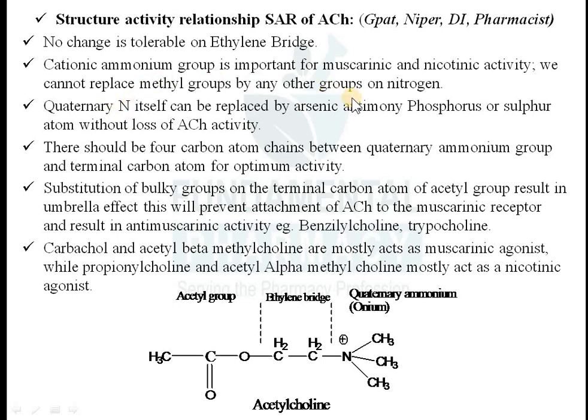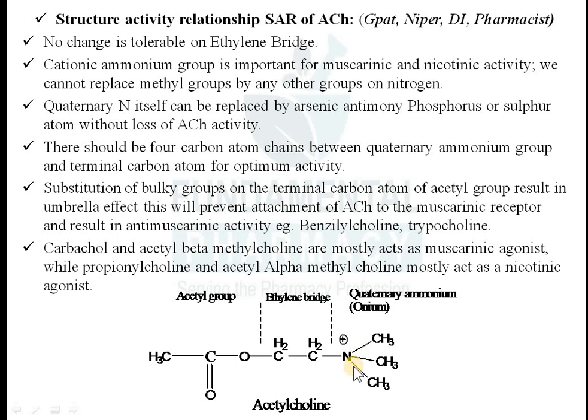Then the cationic ammonium group is important for muscarinic as well as nicotinic activity. This group, the quaternary ammonium group, is important for muscarinic as well as nicotinic activity. So these methyl groups are very important. You cannot replace these methyl groups. You should not tamper with these methyl groups.